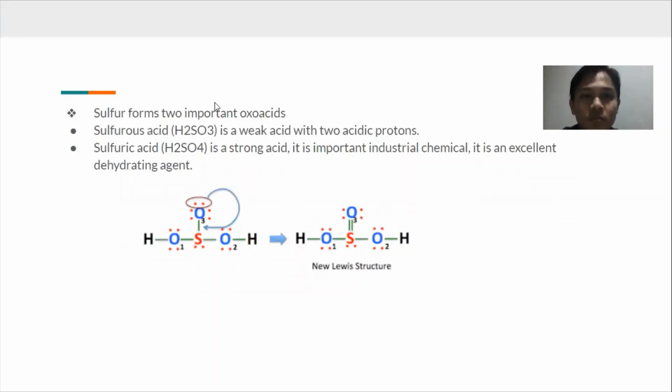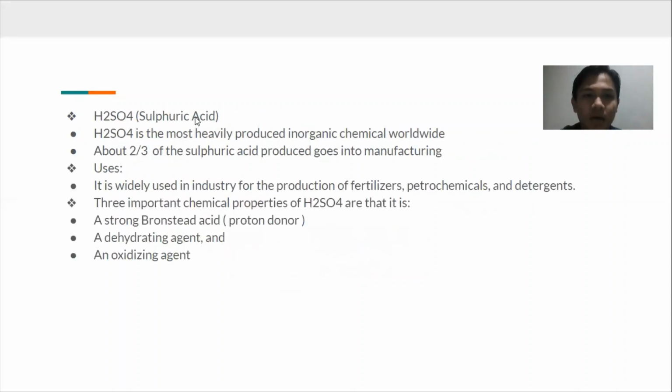And sulfur forms two important oxo acids, which is sulfurous acid, H2SO3, a weak acid with 2 acidic protons, and the other acid is sulfuric acid, which is H2SO4, a strong acid, and it is an important industrial chemical. It is an excellent dehydrating agent. So at this slide, we can see the Lewis structure for sulfurous acid, which is H2SO3. And the other form of sulfur acid is sulfuric acid, which is H2SO4.